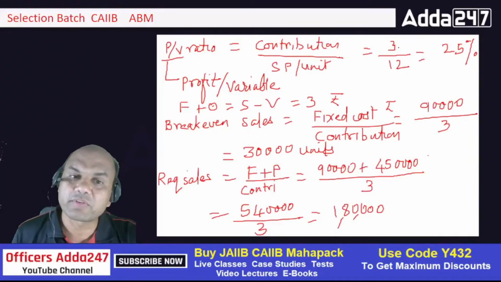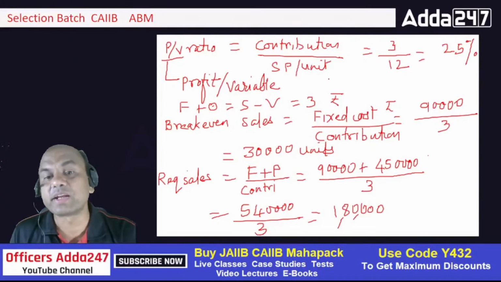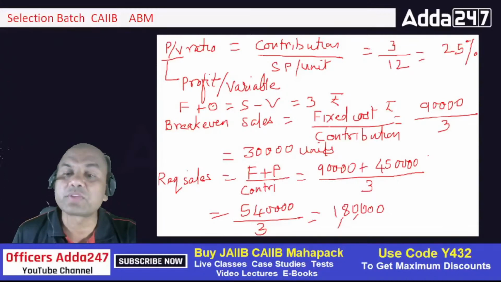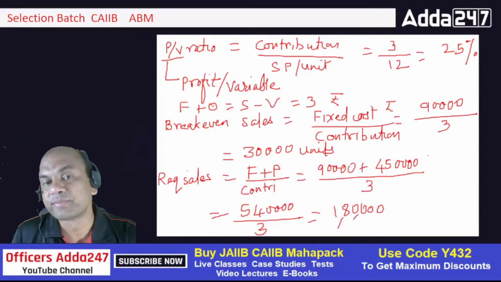What is the next part required? Next part required is break-even sales. What is the formula for break-even sales? Break-even sales equals fixed cost upon contribution. Fixed cost upon contribution. So what is fixed cost? 90,000. What is contribution? 3 rupees.